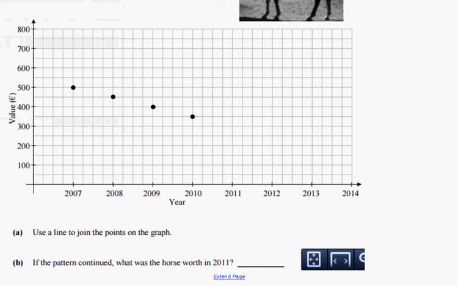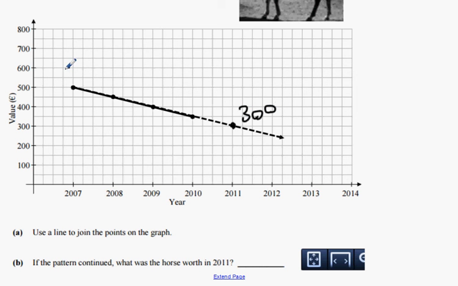Okay guys, so we're going to join the points, and we can see it's a straight line. If the pattern continued, what would the horse be worth in 2011? In 2011 it'd be worth what, guys? €300. Everybody agree with that?